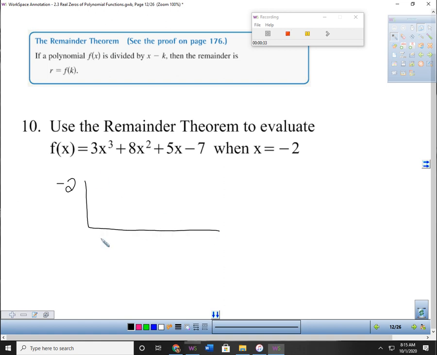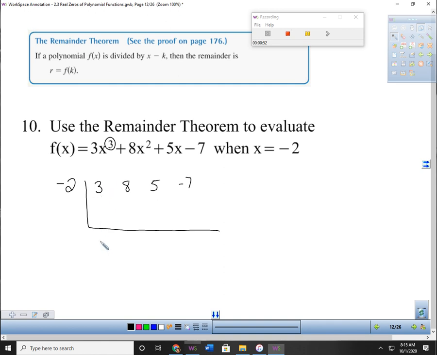and I'm going to plug it in on the outside of the big L-shaped box. And then always make sure you're not missing anything. So if I start with x to the third, then I've got x to the second, x to the first, and then no x. So I've got 3, 8, 5, and -7.